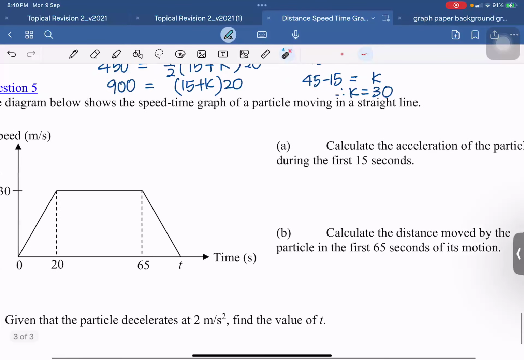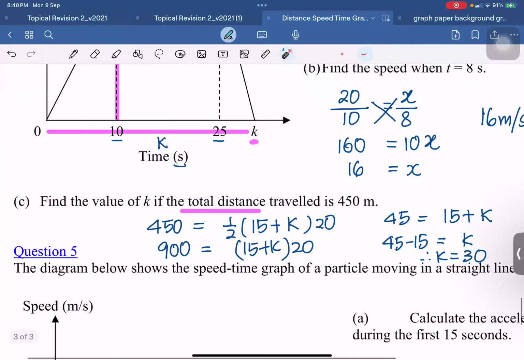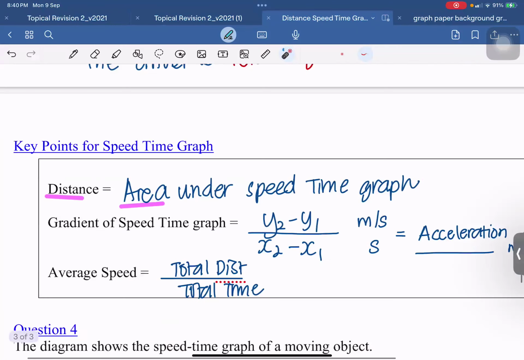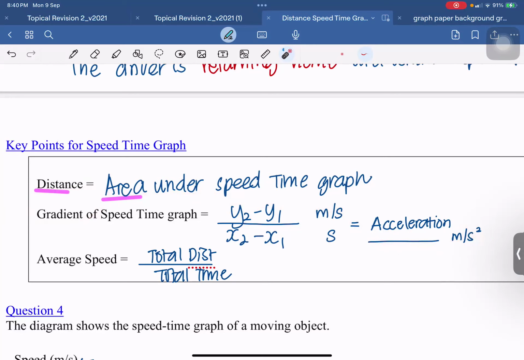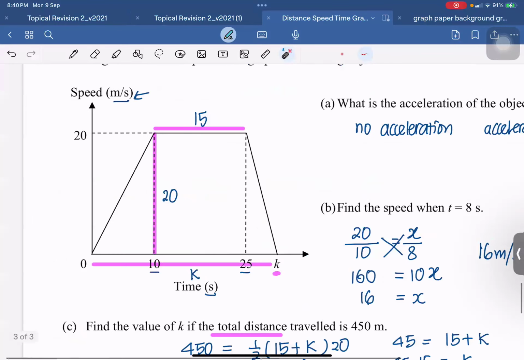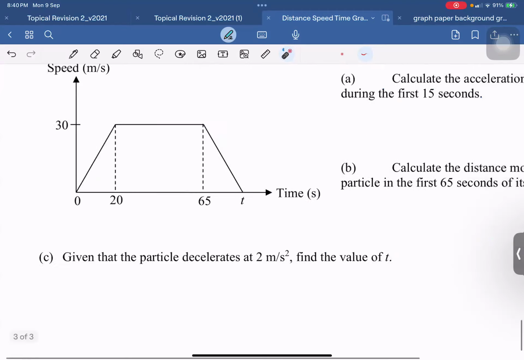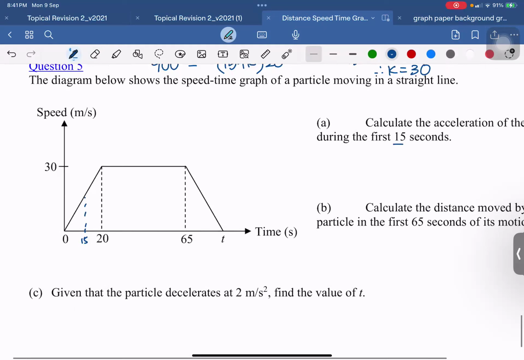The question now says calculate the acceleration of the particle during the first 15 seconds. They want the acceleration. How to find acceleration? Gradient. Can I only find 1 point or do I need 2 points to find gradient? You need 2 points. The question tells me during the first 15 seconds. They're trying to trick me. They want the first 15 seconds, but for 15 seconds I have no point, no value, correct or not? So when I have no point, I know acceleration must look for the gradient, and gradient needs 2 points.